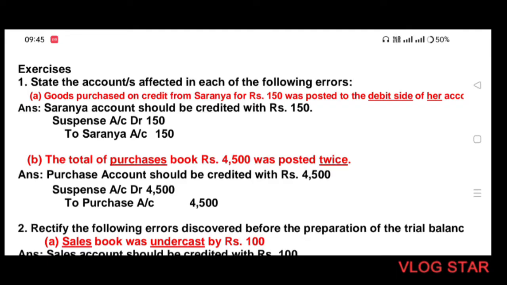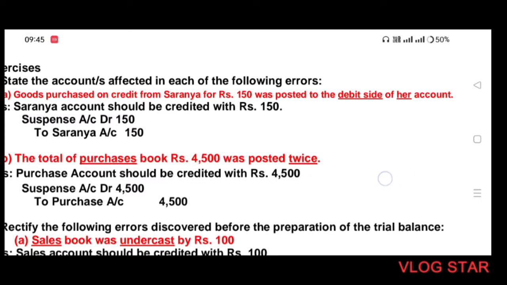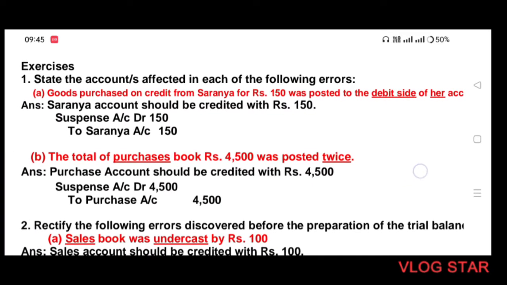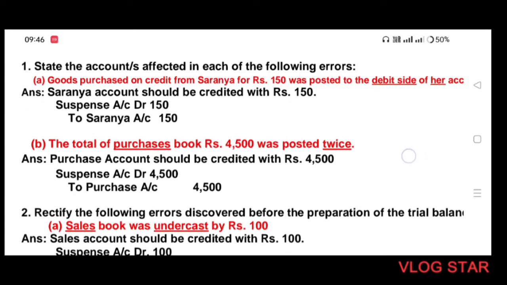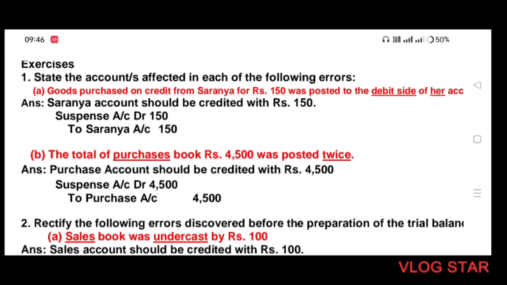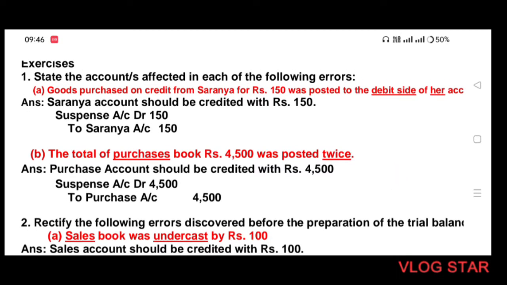Goods purchased on credit from Saranya, rupees 150, was posted to the debit side of her account. So, what we did, we purchased goods from Saranya. What is the entry? Purchase account debit to Saranya account. But we wrongly posted on the debit side. Normally purchase from Saranya means it is a credit balance, but we wrote it on the debit side wrongly. So we have to correct this by writing on the opposite side. So the answer is, Saranya account should be credited with rupees 150.